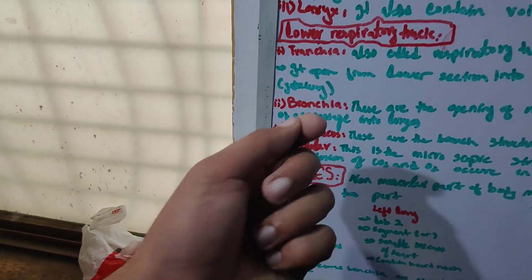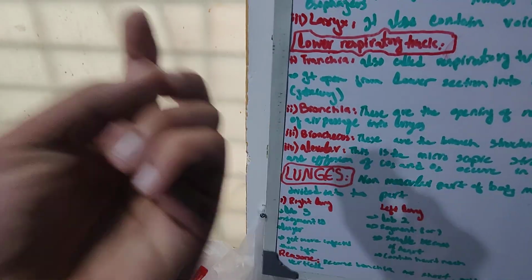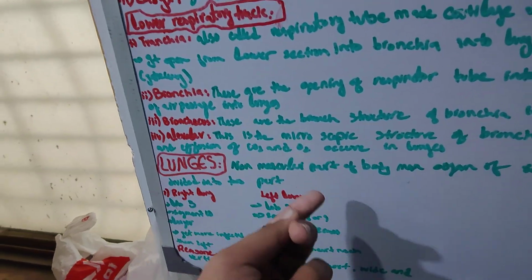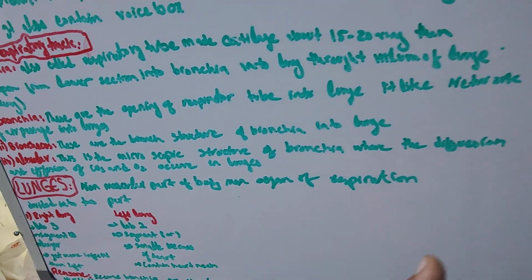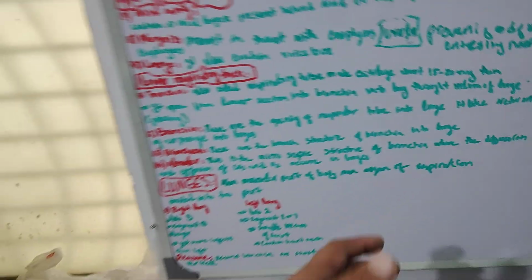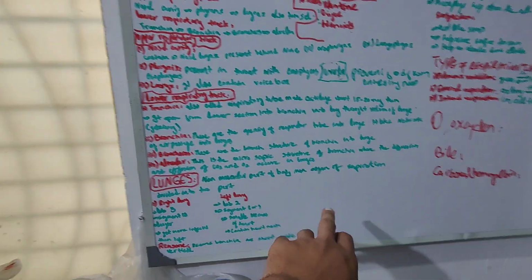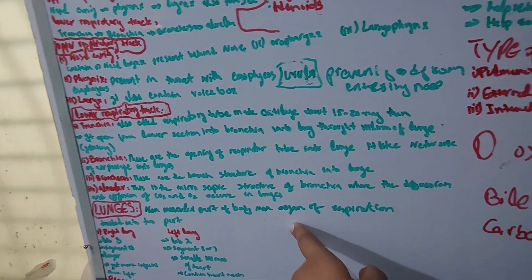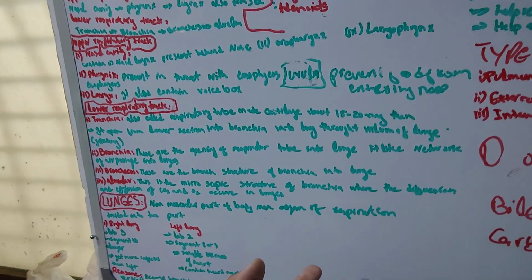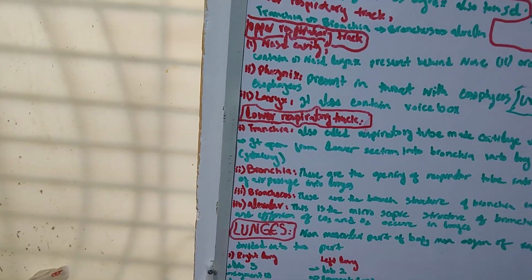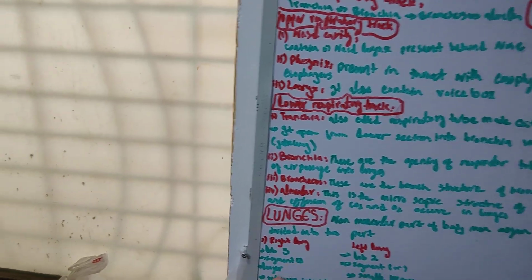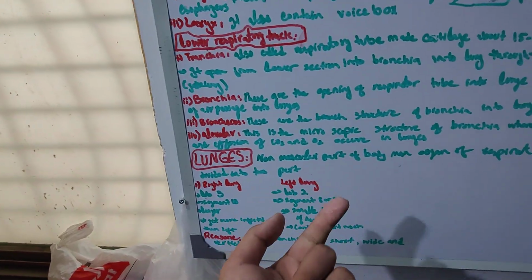Then the lungs. Now we are going to see the structure of the lungs, with a little bit of definition. The lungs are non-muscular organs of our body. They are the main organ of respiration. They are divided into two parts, right lung and left lung. The right lung has 3 lobes, the left lung has 2 lobes.